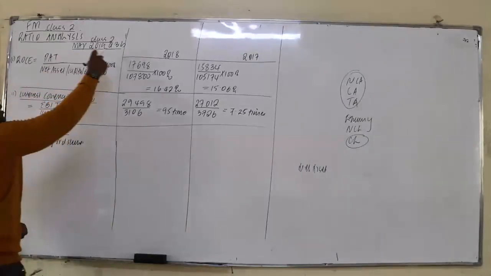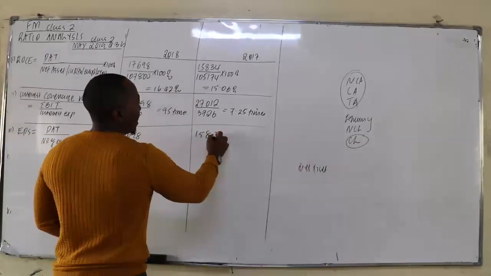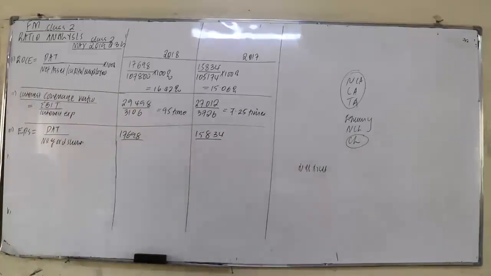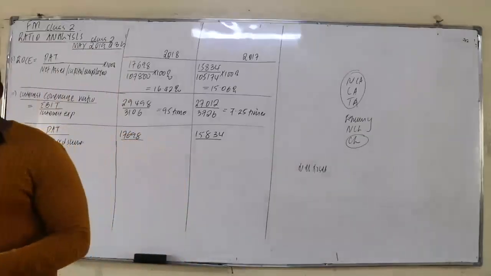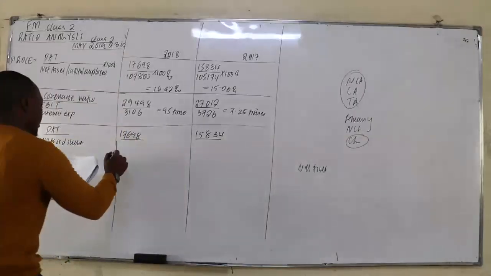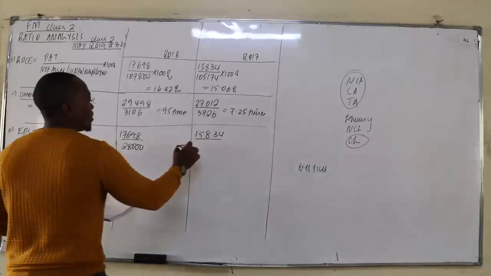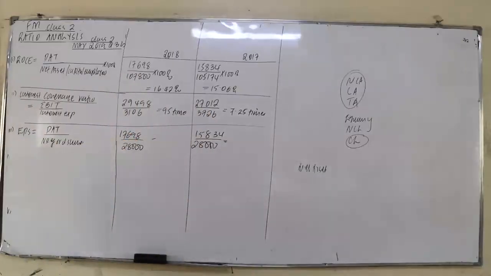We have the profit after tax, which is 17,698. This was 15,834. You divide by the number of shares. Do you have the number of shares? How many shares do we have in 2018? We have to give them the number of shares. In the additional information, number one, the ordinary shares outstanding. This was an amount of 28,000, also 28,000. So it's the same. So that means over the 2 years, the company has not issued any new shares.